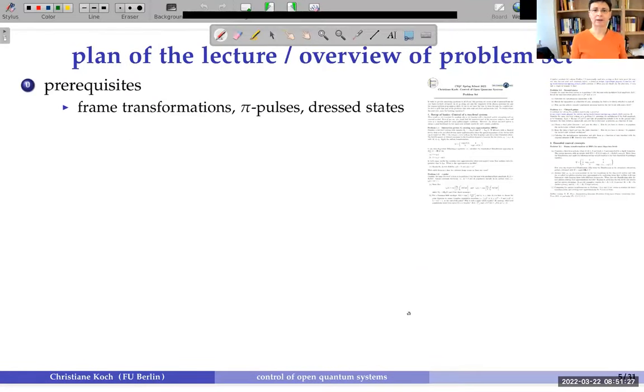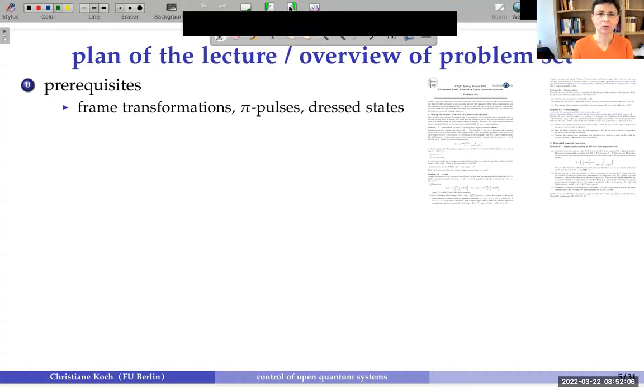So here is a plan or an overview of the lecture, and I'll also comment on the problem set that maybe some of you have already seen on the notice board of the workshop. So I very briefly review the prerequisites that I hope you have seen before. So frame transformations, the notion of a pi pulse in a two-level system, and dressed states. And if you haven't, or maybe also if you have, this is covered in problems 1.1, 1.2, and 1.3. So the recap section of those problems.